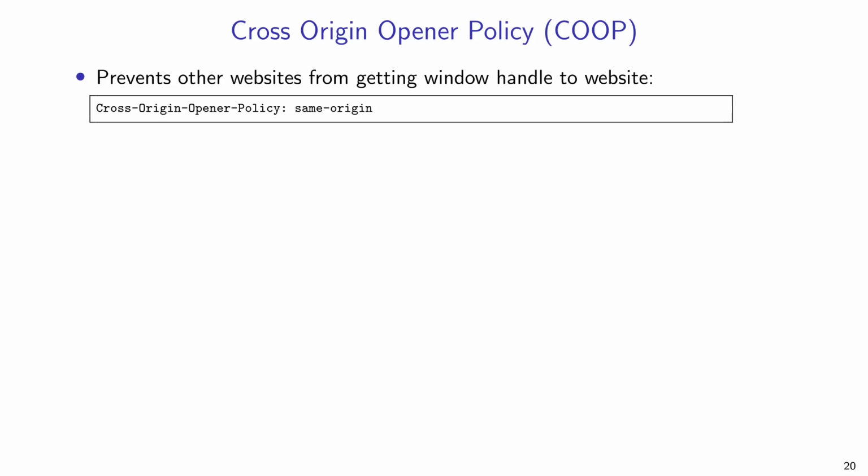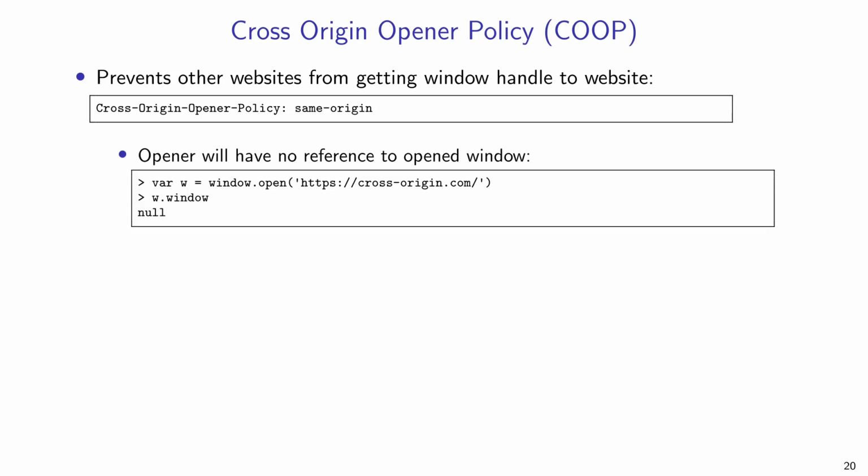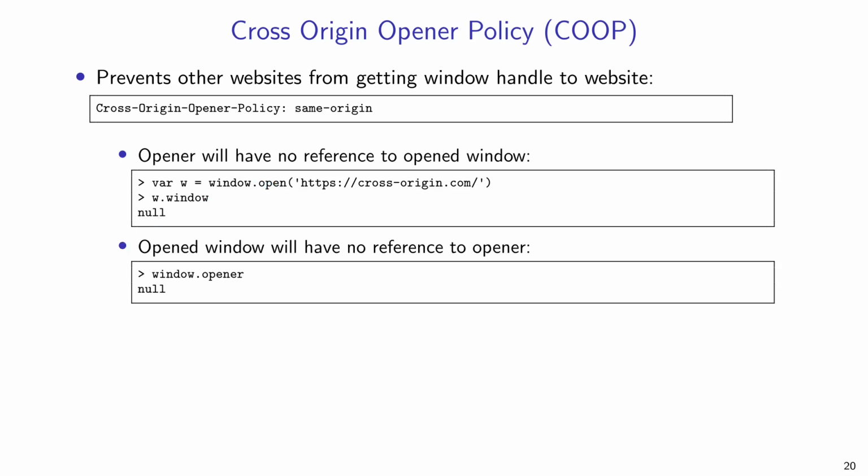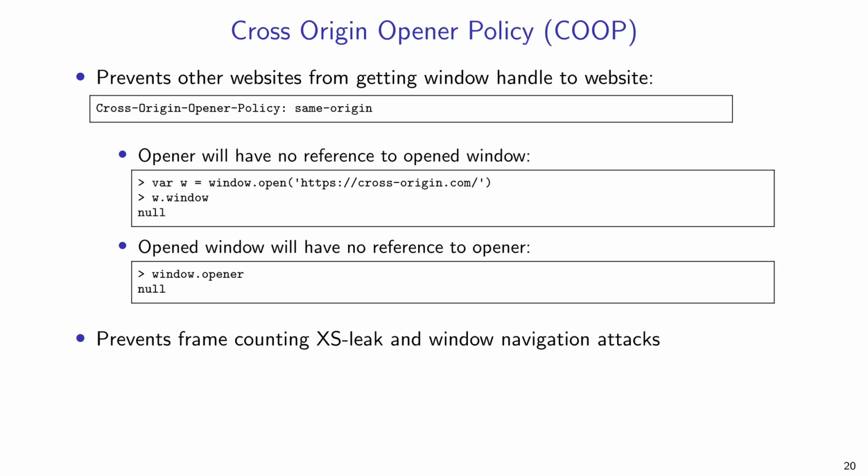What this means in practice is that an opener from another origin will have no reference to the opened window. That means other origins can still use window.open to open a window to our website, but the window reference will be null. Also, the opened window will have no reference to the opener's window, so window.opener returns null. So this means that the opener and opened window cannot attack each other. And this prevents frame counting, cross-site leak, and window navigation attacks that we discussed earlier.